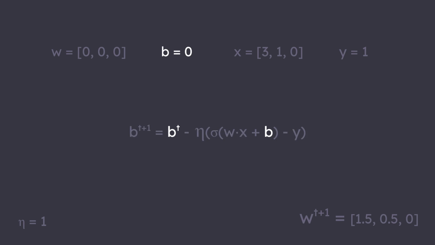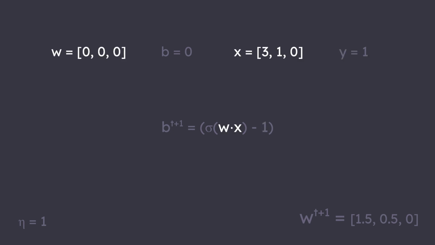Let's plug in b at the current time step. b is 0. We can plug in the learning rate, which is 1, plugging in our true label y, which is 1. We can now plug in our weights and feature vectors, and then calculate the dot product, which we know is 0. And the sigmoid of 0, as we calculated previously, is 0.5. 0.5 minus 1 is negative 0.5. So our new bias is negative 0.5.